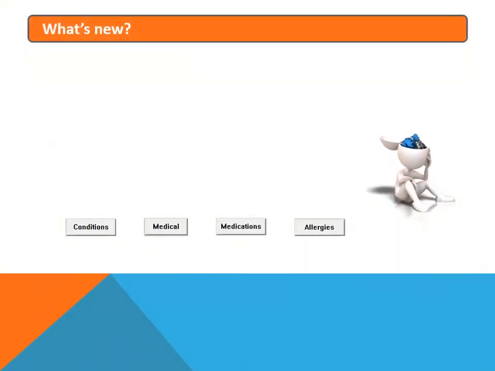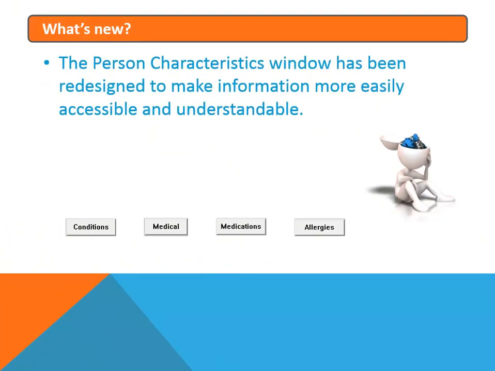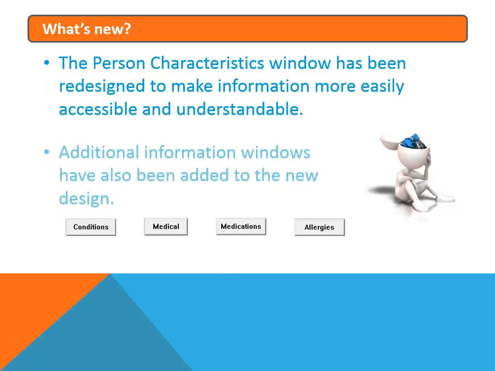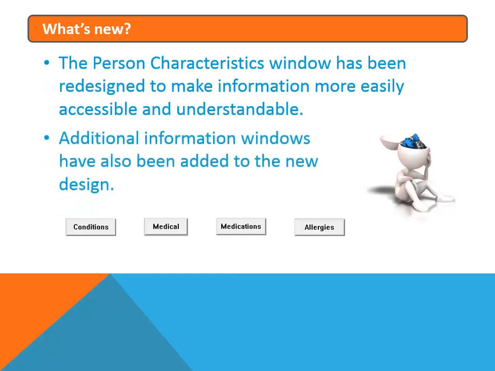For this episode, we want to focus on the new redesign of the Person Characteristics window. This area has been redesigned to make critical information about youth and families more easily accessible and understandable. In addition to making the information more accessible, the new way the information is entered is now very user-friendly. The menus are all very easy to navigate, and they provide the user with a clear process on how to enter the information. The new windows that are available include conditions, medical, medications, and allergies.